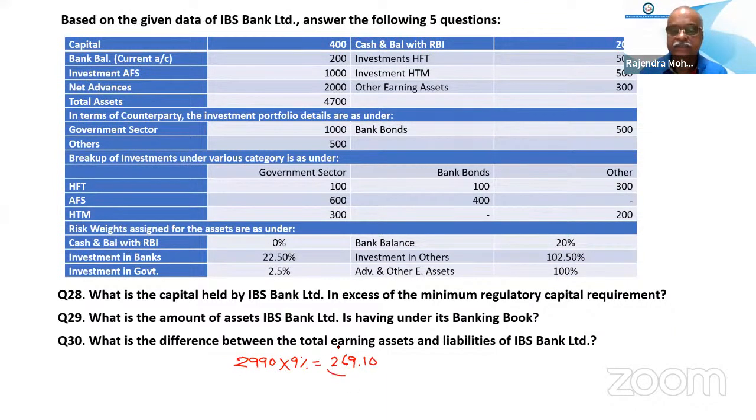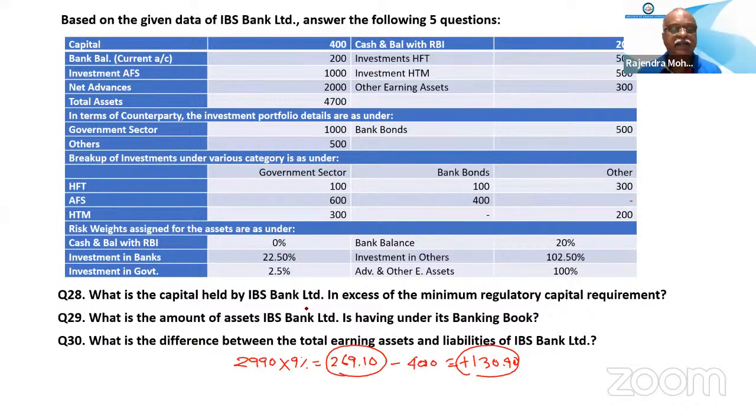269.10 is the regulatory minimum capital to be maintained by this bank. But how much capital are we having? 400. So what is the excess or shortfall? 130.9. 130 plus 9 is the excess amount of capital.